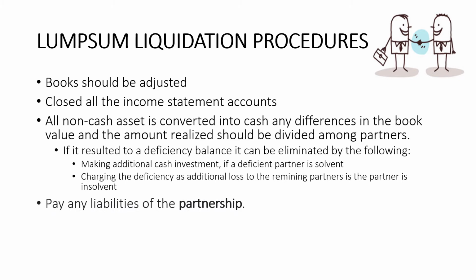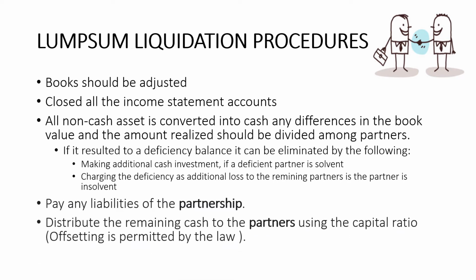Next, after all the non-cash assets are converted into cash, the partnership will now pay any liabilities of the partnership. But the priority would be first the external creditors, and after that the loans from partners. Next, we would distribute any remaining cash to the partners using their capital ratio. And take note: in our previous financial accounting, we learned that offsetting is not allowed here in the Philippines, but under liquidation, offsetting is permitted under the law. Meaning whatever receivable or loan to partners could now be deducted from or added to their capital contributions.